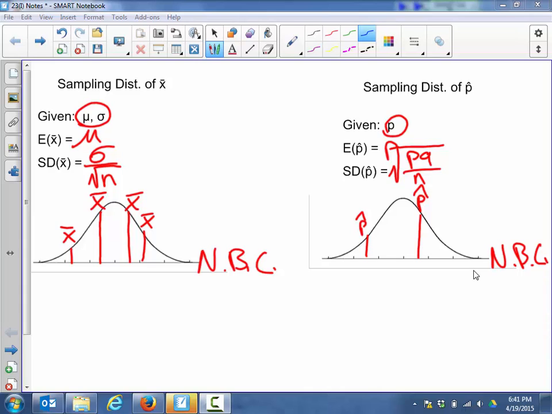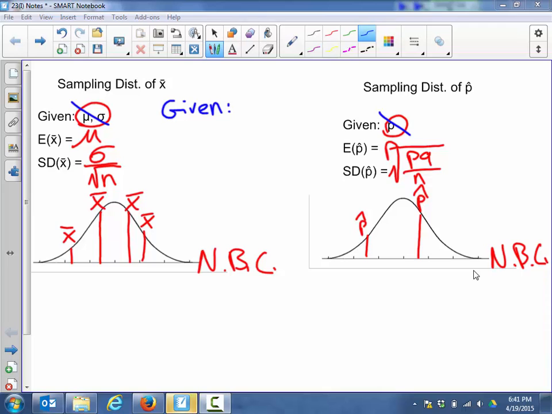Well, so that's great, and it's nice to know that the normal bell curve will work for sample means or for sample proportions, so long as you have the 2 population parameters, mu and sigma, the mean and the standard deviation for X bar, and if you know the population proportion for sample proportions, okay? Well, so the question is, what happens when you don't have those things?